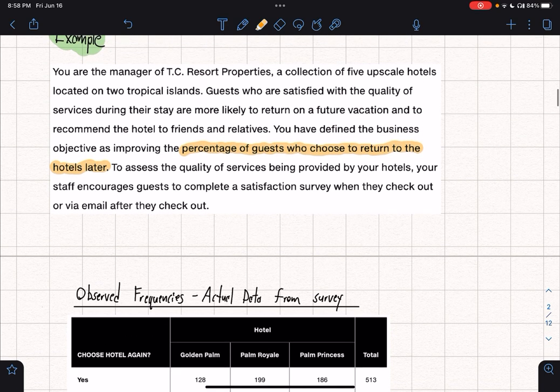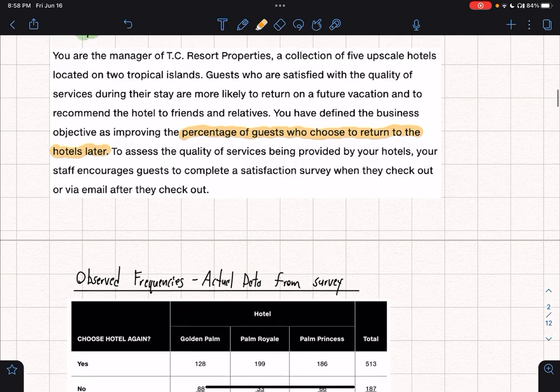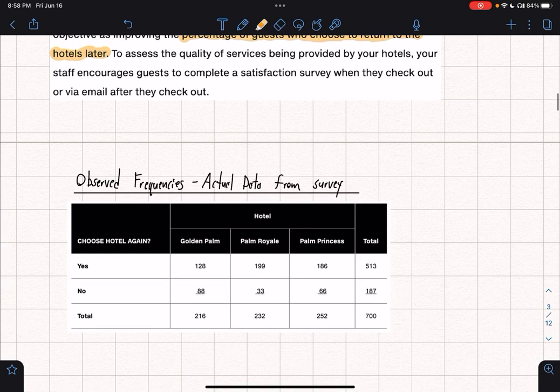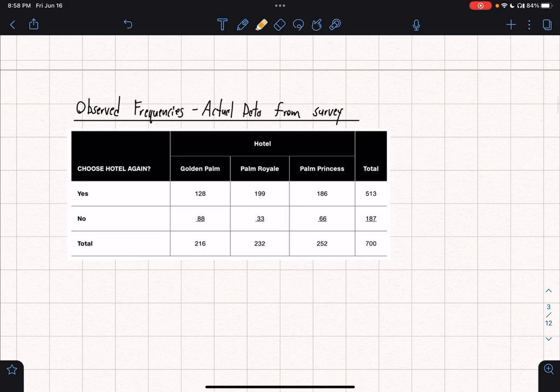Okay, well, the book says 5 hotels, but then they only give us 3. So, okay, let's ignore the number 5. So we have what are observed frequencies, or our actual data from the survey. This is literally the data we collected from our customers. All the customers who went to these hotels took the satisfaction survey. This is how they responded. So this is what we're calling our actual data, or the observed data, or the observed frequencies.